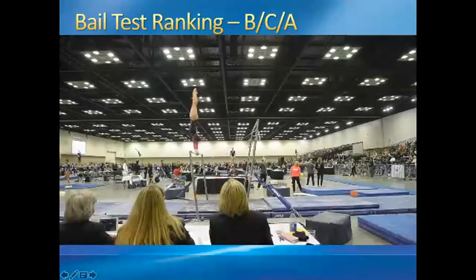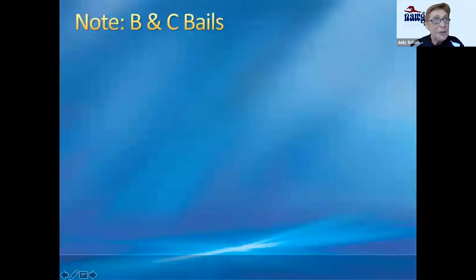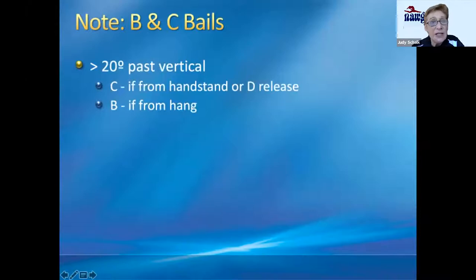Okay, very nice. Now, I just would like to say a few words about the B and C level bales. We won't have a test on them, but I would like to discuss them because they are probably your most prevalent high to low bar release. We even see these now at level 8, so 8, 9, and 10, especially 9s.